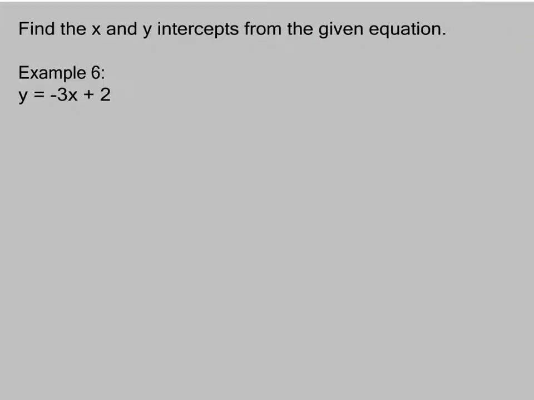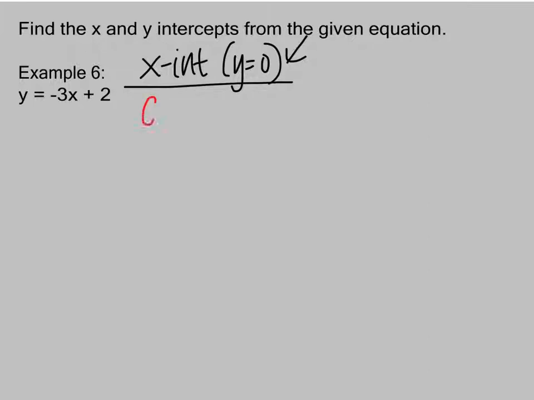Example 6, find the x and y intercepts from the given equation. Again, remember your x-intercept occurs when y equals 0. It might sound redundant, but you want to get in the habit of always writing this out. This right here is a reminder to me what I need to do next. To solve, I'm going to plug 0 in for y, and that's going to be equal to negative 3x plus 2. Then I'm going to solve the equation.